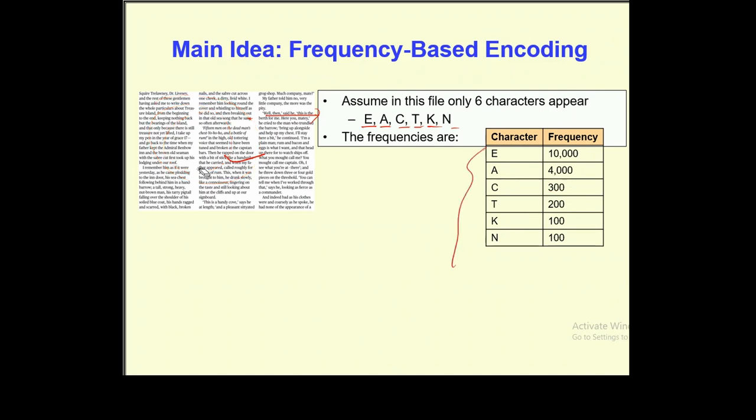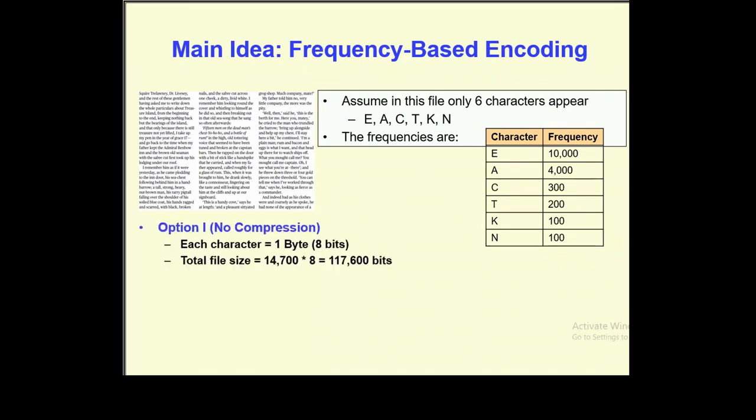Now how can these frequencies be utilized in the encoding process? Basically we have three options. Suppose in option one, we are not doing any type of compression, and let's assume each character requires 1 byte or 8 bits for storage. Each character will require 1 byte, or 8 bits, for storage purposes.